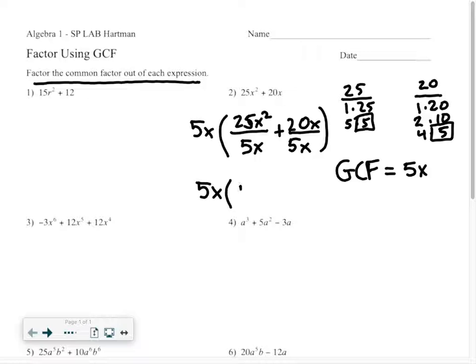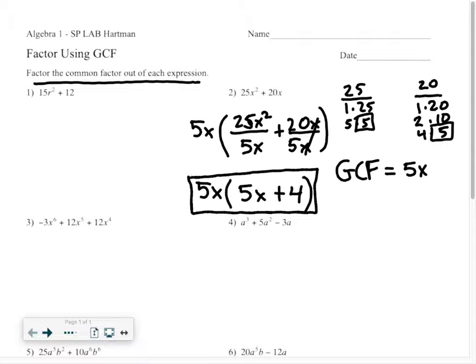So we've got the GCF outside, 5x. 25 divided by 5 is 5. X squared divided by x is x. Plus 20 divided by 5 is 4. X over x, they cancel out. So this is 5x times (5x plus 4). This is the answer. That is us factoring out the common factor. So that is one example.